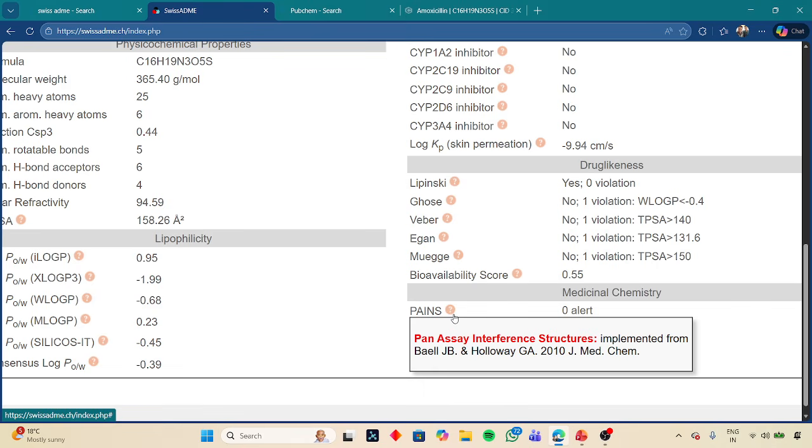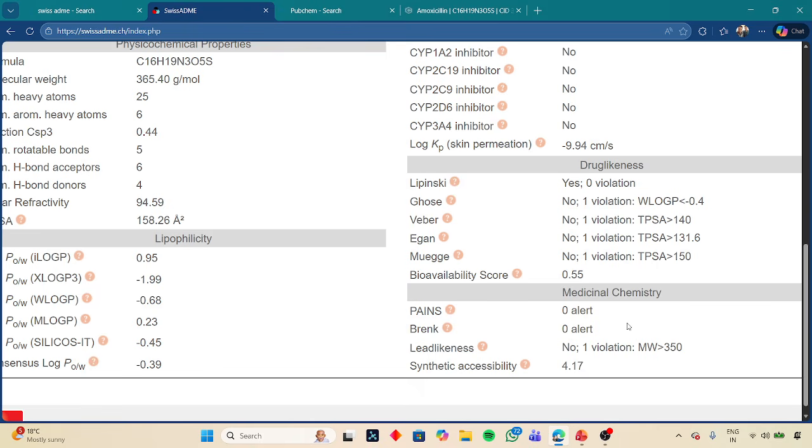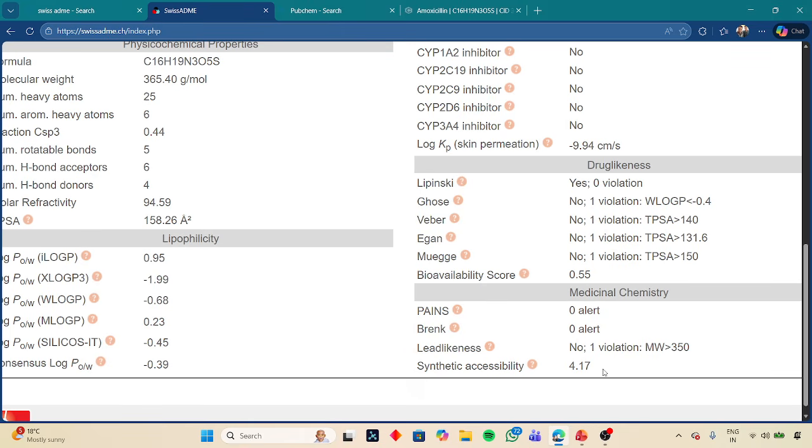Here the PAINS are not there, it has zero alerts because this drug molecule does not have a broad set of activity. If it has a broad set of activity, then it will show one or two alerts. What we need is zero alerts, because we want to work on one specific disease. If it shows one alert, we have to find out what that alert is. That one alert may be anti-tumor or it may be anti-ulcer. So in this process, we can find out the PAINS.